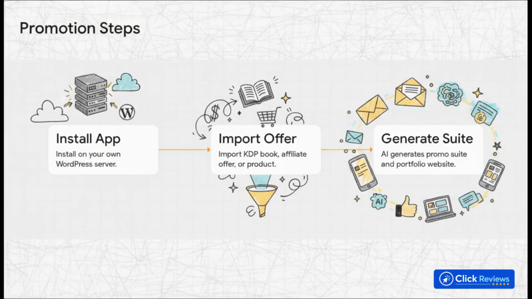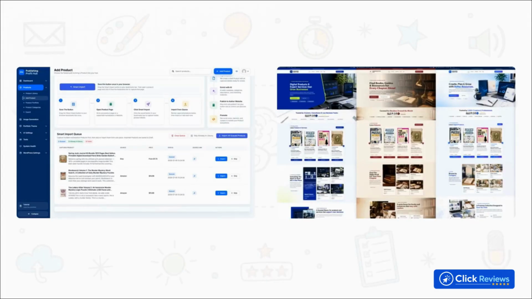So how does this actually work in practice? How does a user go from a raw product idea or just a simple Etsy link to a fully fleshed out marketing campaign? Well, the sales material breaks the mechanics down into 3 distinct steps. Step 1 is installing the app on your own WordPress server. And hold that thought, because that is a crucial detail we are absolutely going to unpack a little later. Step 2 is importing your data. That could be a live Amazon link, an unpublished manuscript, or an affiliate product. And step 3, that's the payoff. Letting the AI generate your entire promotional suite, which includes emails, social posts, and even a fully polished portfolio website to showcase your offers.